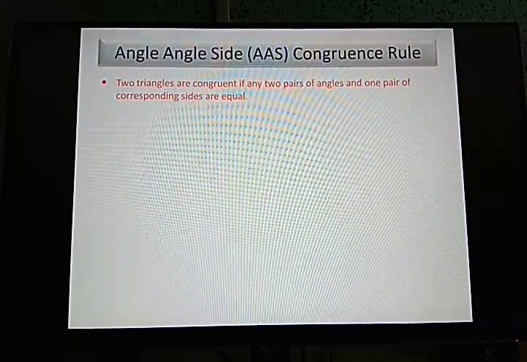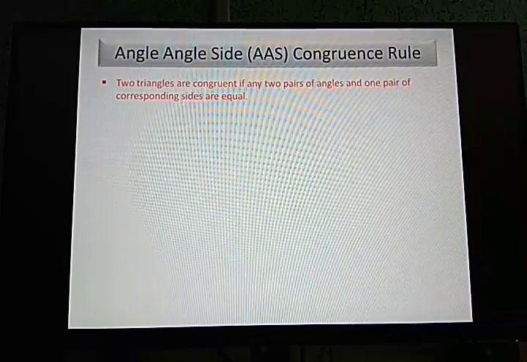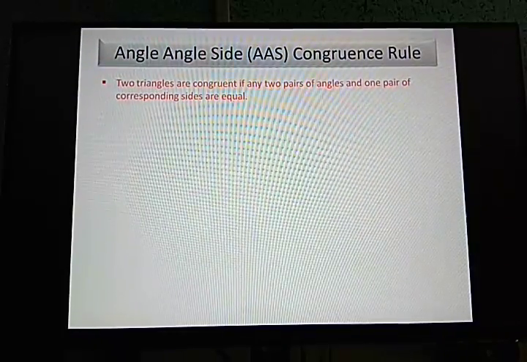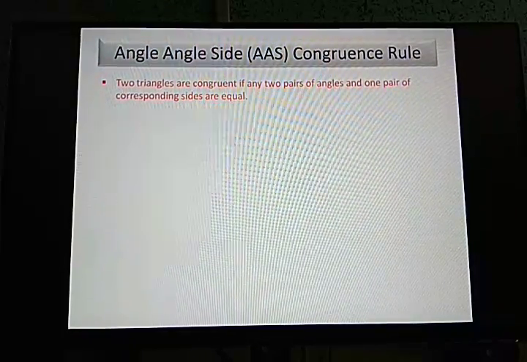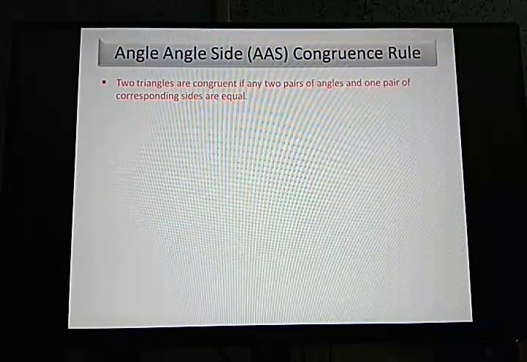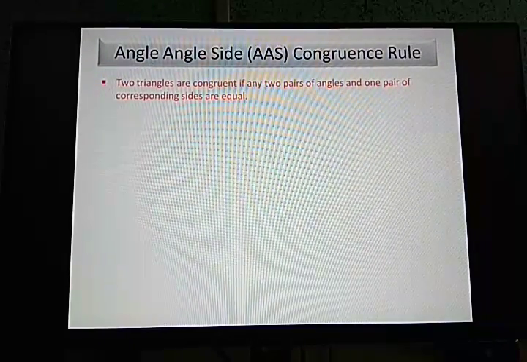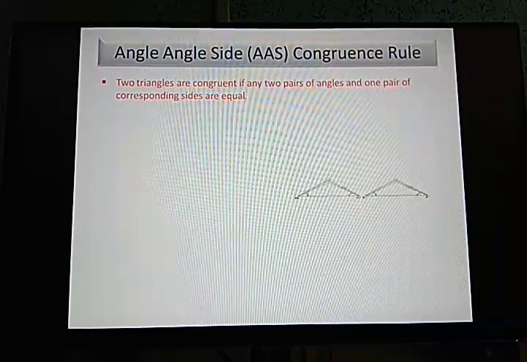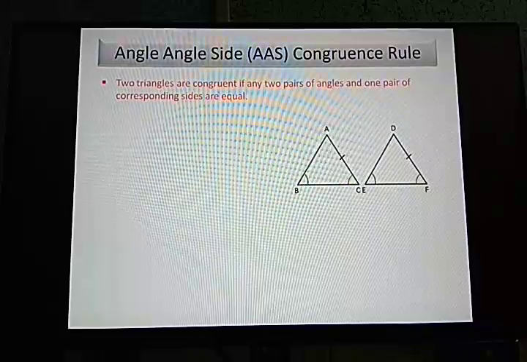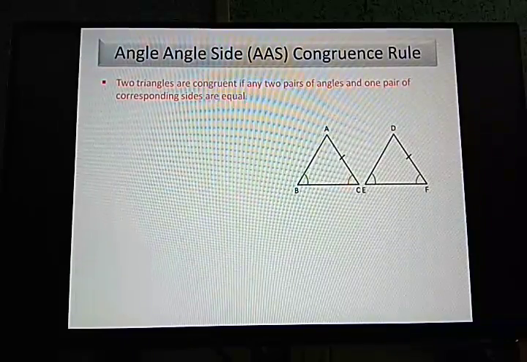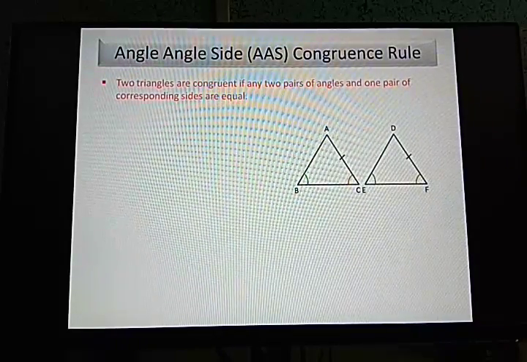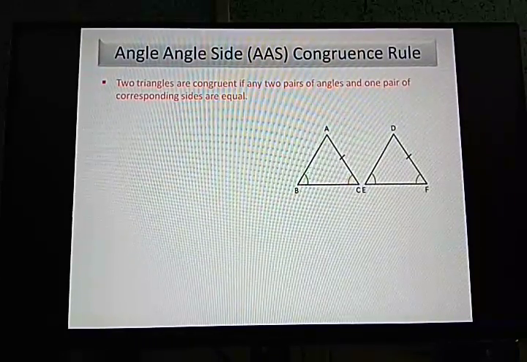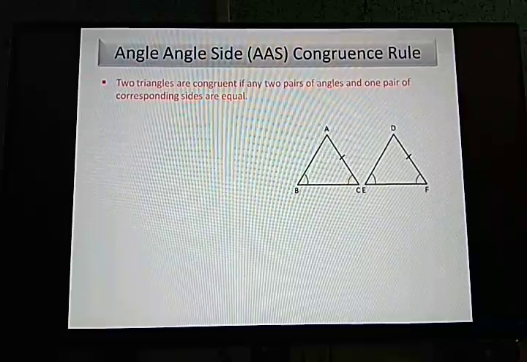Now this is somewhat similar to angle side angle. The only thing is that in angle side angle the side was included in between the two angles, but here the side is not included in between the two angles. It is there, but it is not included in between. So let me show you the figure. Here you can see ABC and DEF are two triangles where angle B equals angle E, angle C equals angle F, and side AC is equal to side DF.